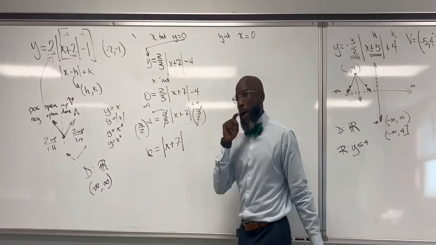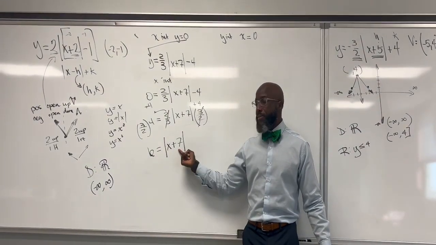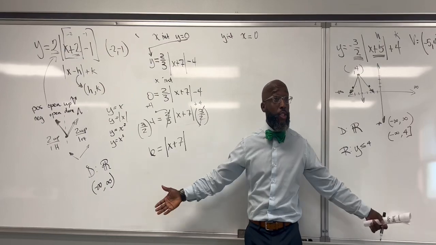All right, now, thinking about last chapter, or 2 chapters ago, when the absolute value equals a positive, how many solutions do we have?